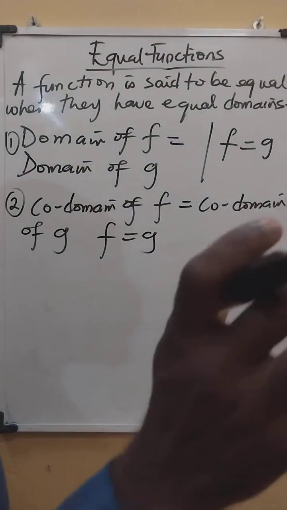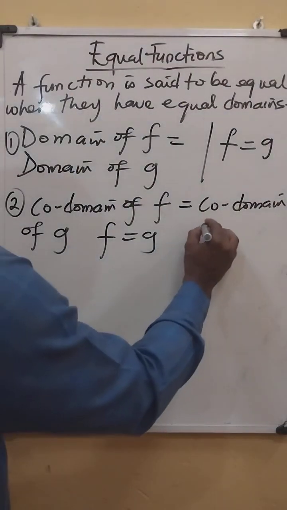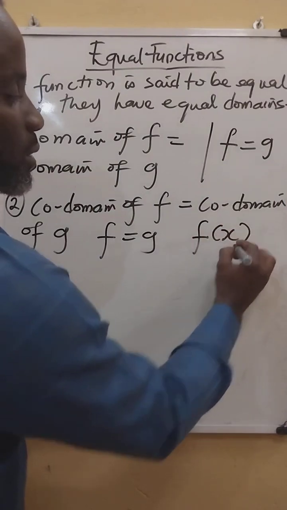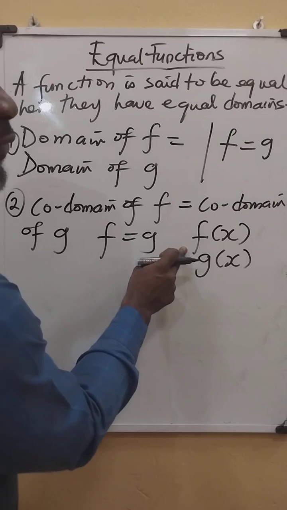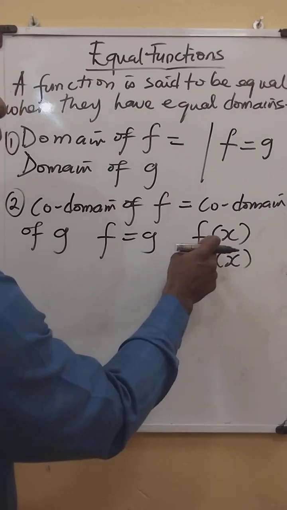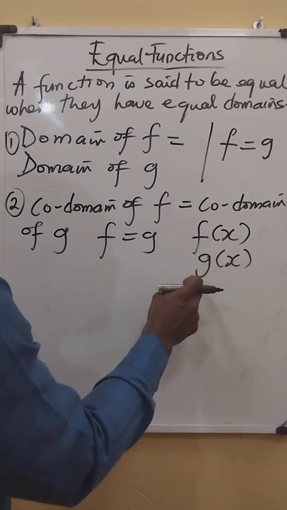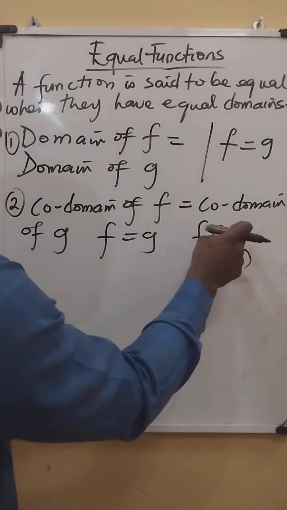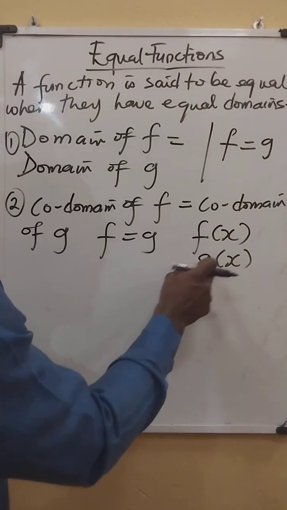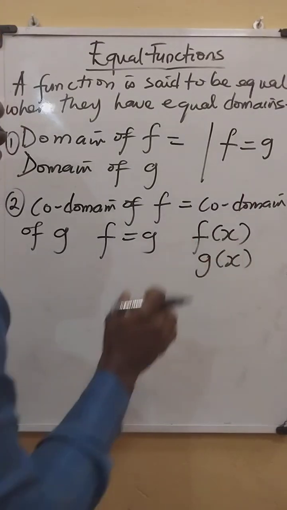Usually this is how function is denoted. So take notes. This is how functions are denoted. So you say f is a function of x, g is a function of x. This is how function is denoted.